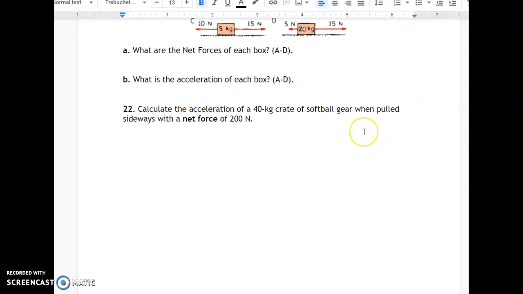Number 22, calculate the acceleration of a 40 kilogram crate of softball gear when pulled sideways with a net force of 200 newtons. So we need to calculate the acceleration. A is equal to F over M. So we have a net force of 200 newtons, and we need to divide it by that 40 kilograms. So we should get an acceleration of 5 meters per second squared.